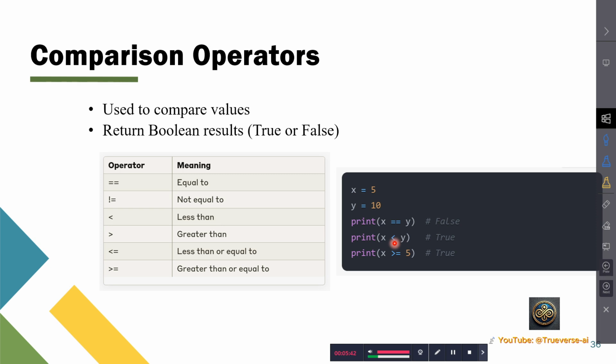x less than y, true, because 5 is less than 10. If we use x greater than y, this is false. x greater than or equal to 5, it is true, because x is 5.